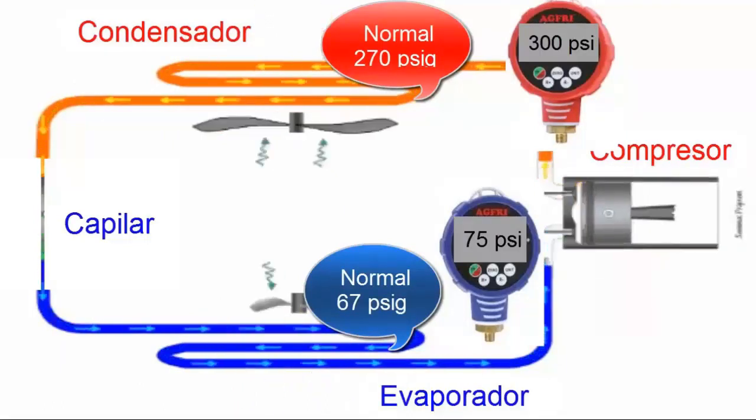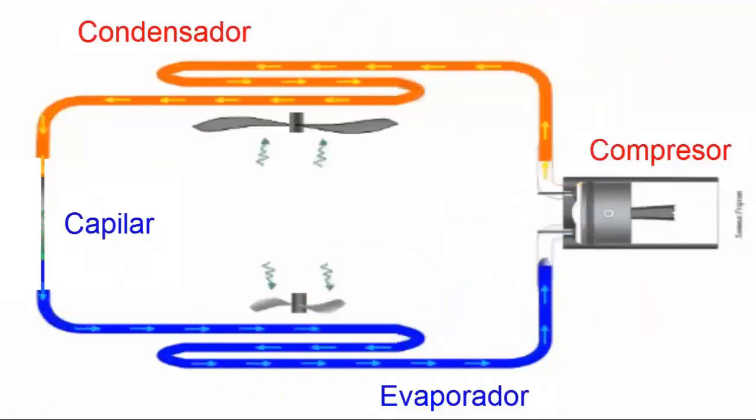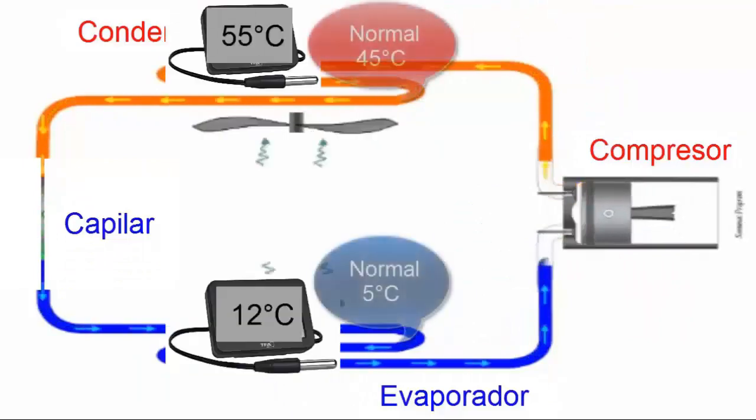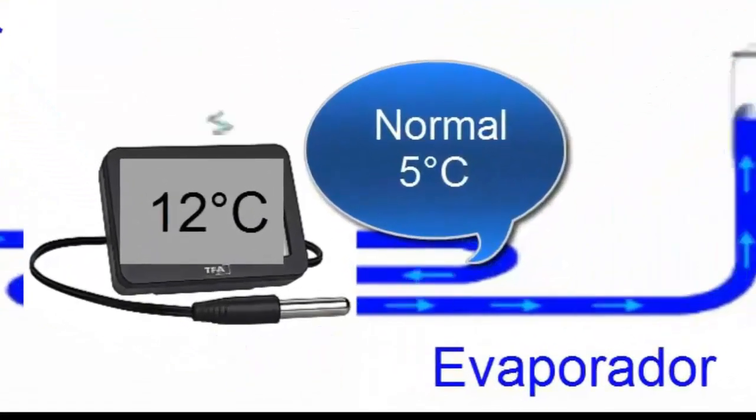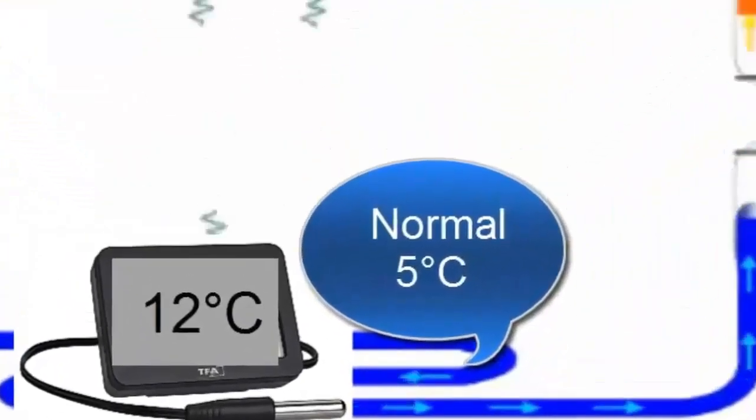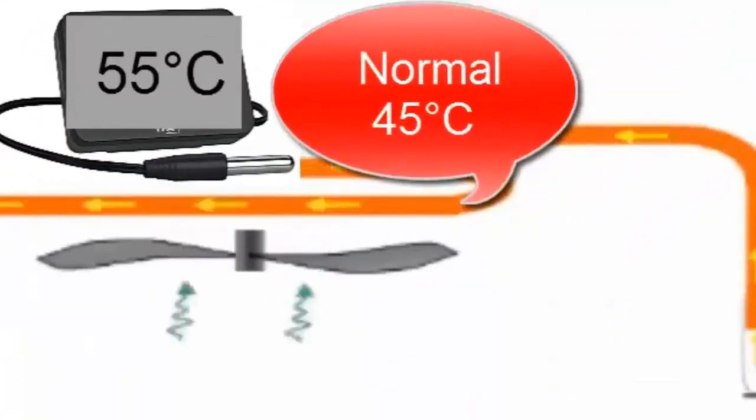Consequence 3. Since the low and high pressures are higher, so are the average temperatures on the low side and the condenser side. This can be verified using a thermometer.